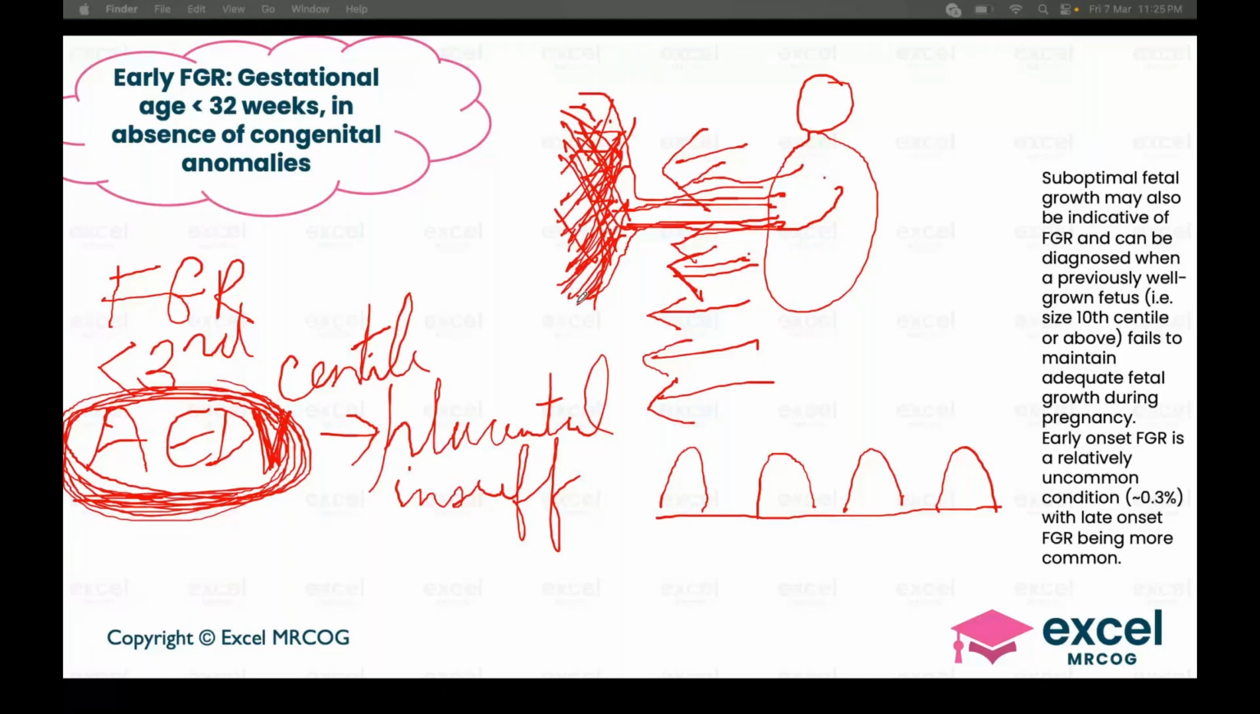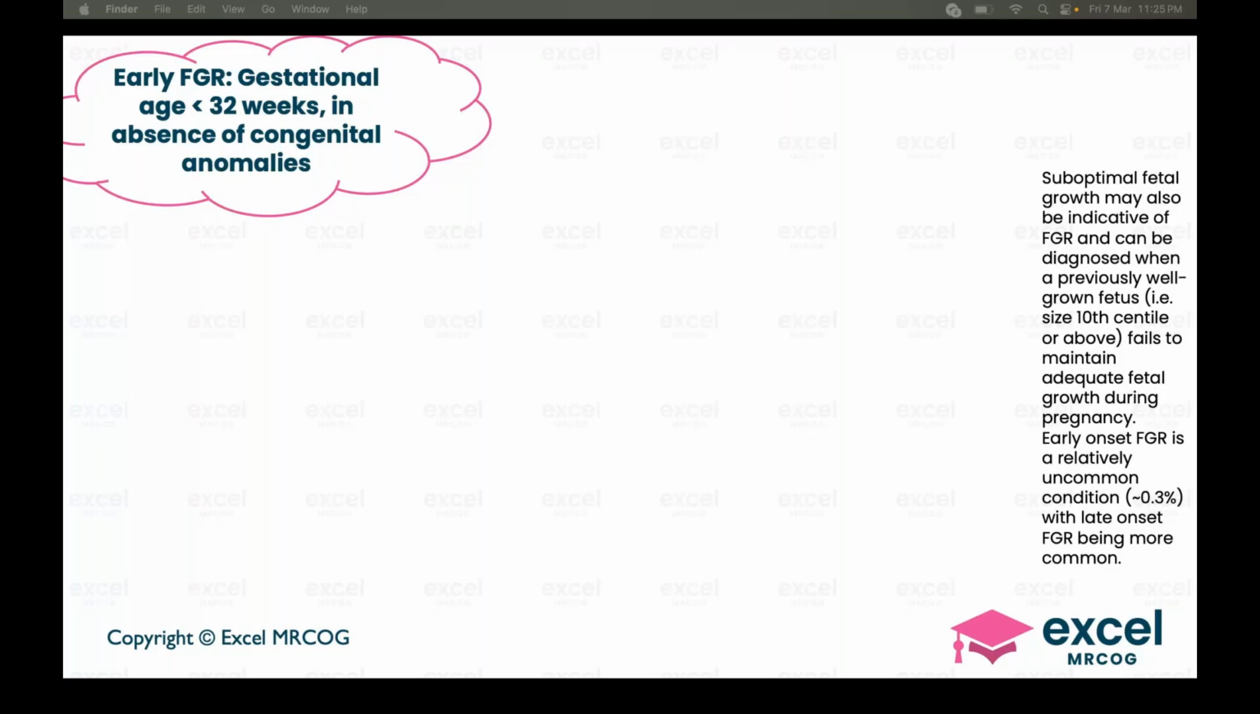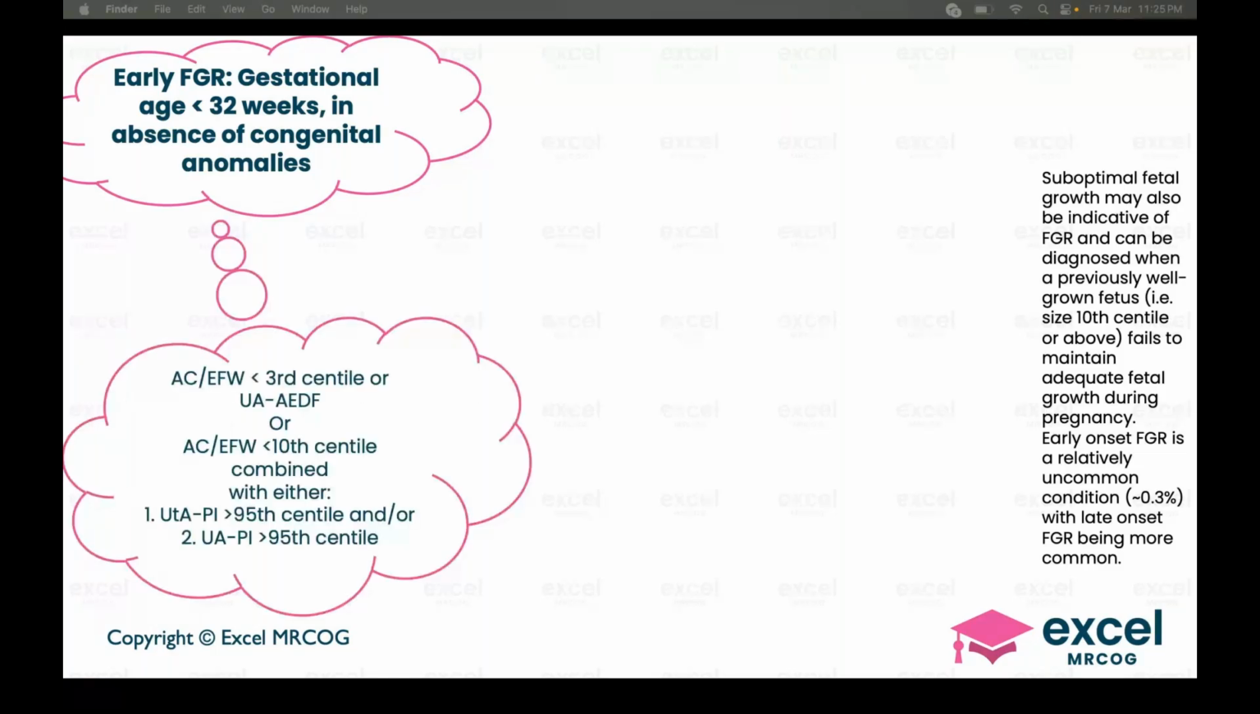As simple as that. So that is why the definition of early FGR is either the EFW less than third centile, or umbilical artery end diastolic flow may be absent. One of these two. Or when the EFW or AC is less than 10th centile, combined with, just like previously, uterine artery PI more than 95th centile and umbilical artery PI more than 95th centile.